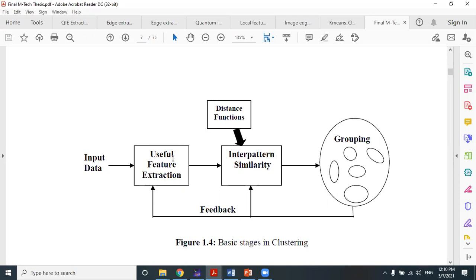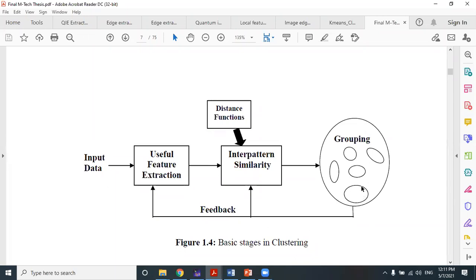This is not a mandatory stage, but for real world applications, in most cases we apply feature extraction or feature subset selection to reduce the number of attributes or the dimension of the data sets. Dimension reduction we can perform with the help of feature extraction or feature selection. After that, we try to find the inter-pattern similarity with the help of a distance function. Based on this inter-pattern similarity, we can group the objects or observations into similar clusters.